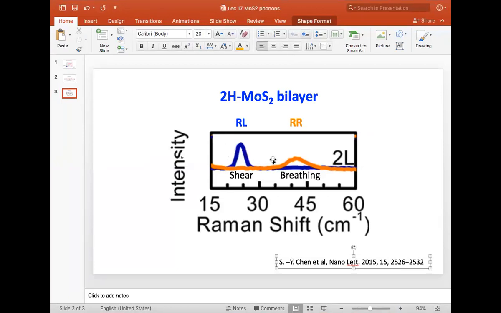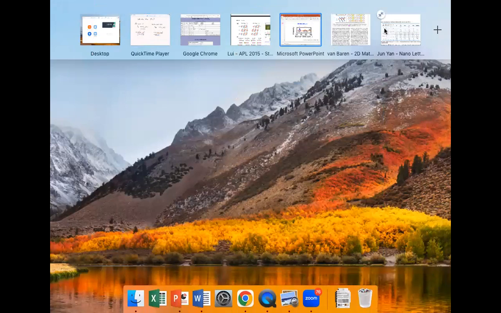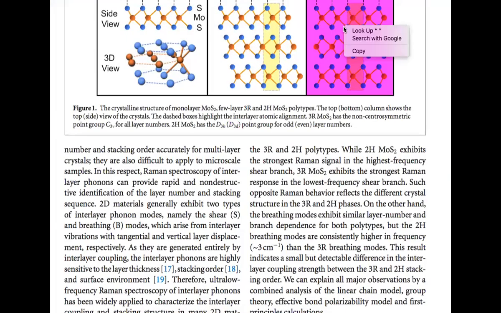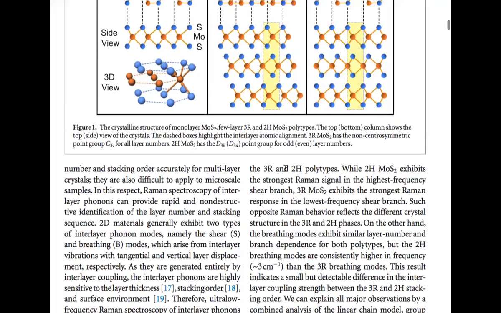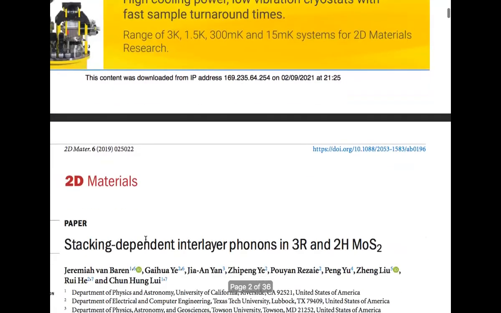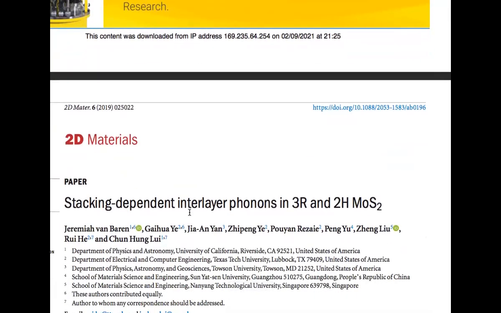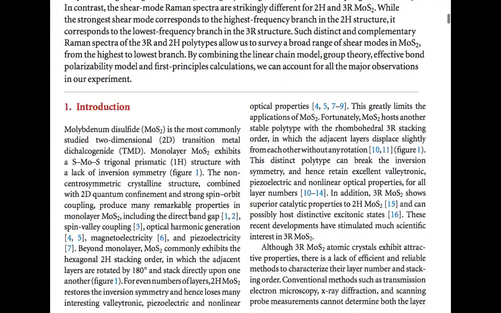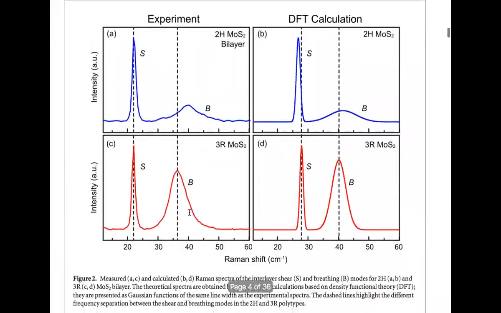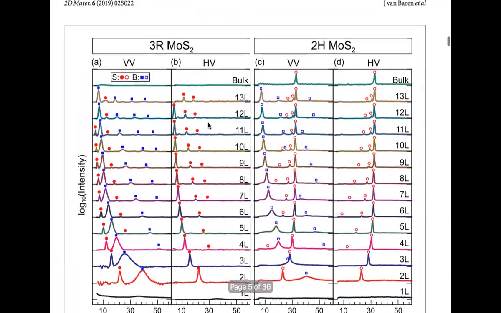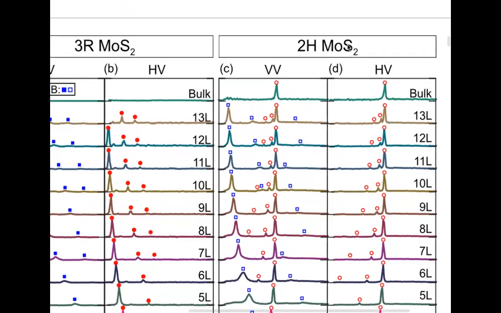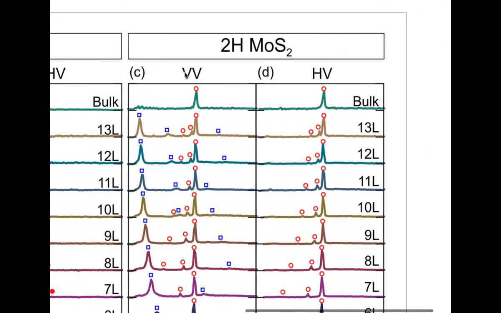Okay, so now let's go to another paper. This is our paper. For this one, we did not use helicity. We use horizontal and vertical polarization. So these are the results. I mean, these are two kinds of stacking order, but let's just focus on the 2H. So you have the co-polarized linear polarization and cross-polarized linear polarization, HV.